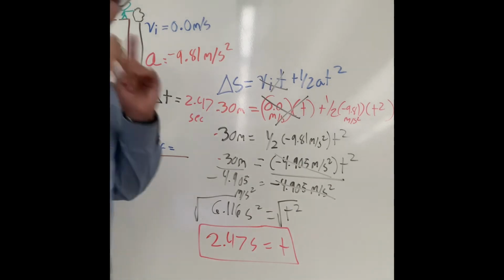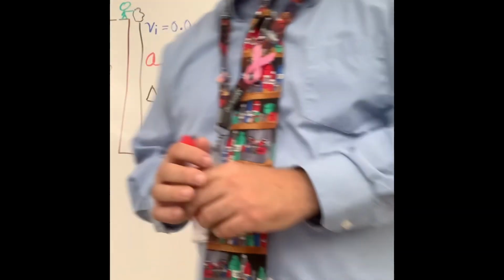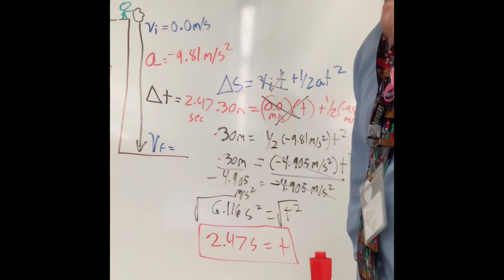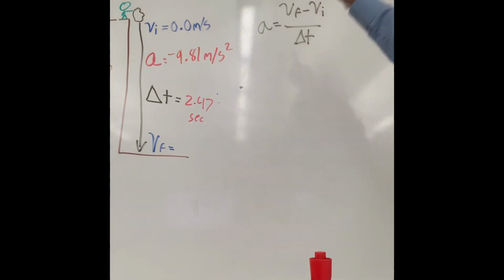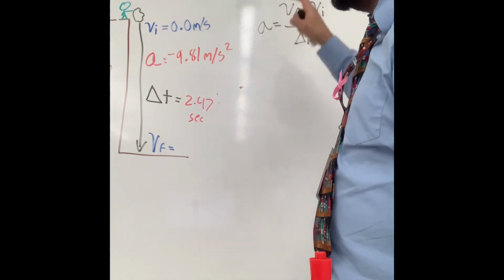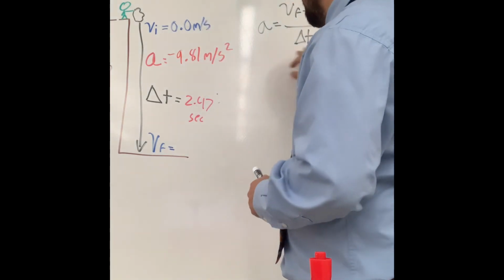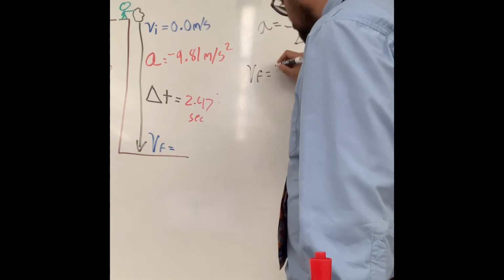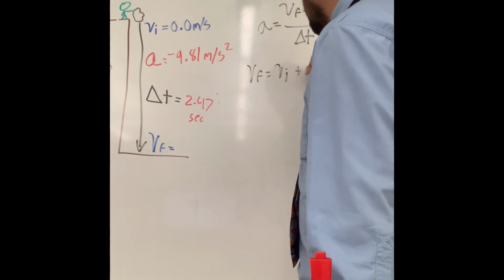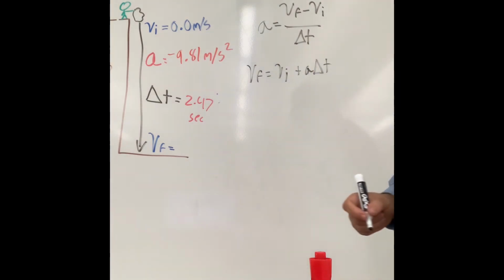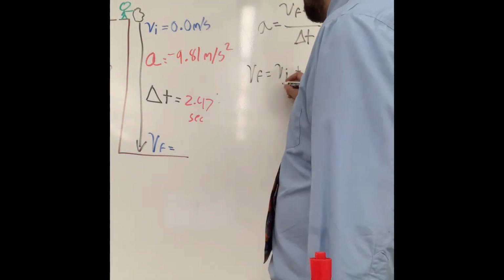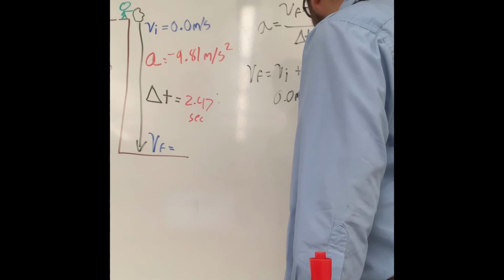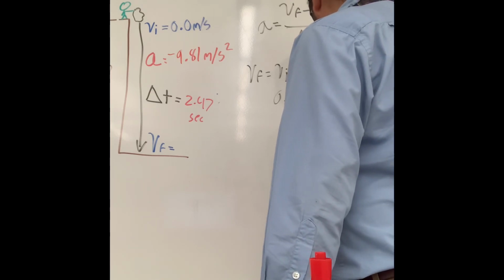Now, we can use that time in order to figure out our final velocity. And so our final velocity, if we look at it, okay, what are we going to do? Well, we're going to use the acceleration formula to figure that out. So, we can use this formula now in order to figure out our final velocity. So, we rearrange the formula. When we rearrange the formula, multiply t on both sides, you add vi on both sides, you get vf equals vi plus a times t. Okay? So now we can plug our values in. So this is 0.0 meters per second plus negative 9.81 meters per second squared times 2.47.